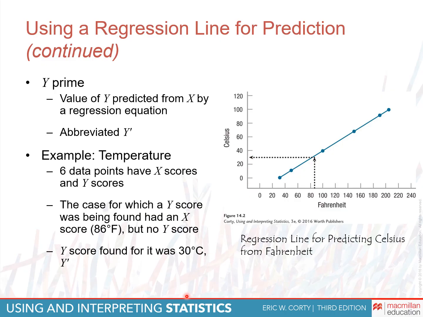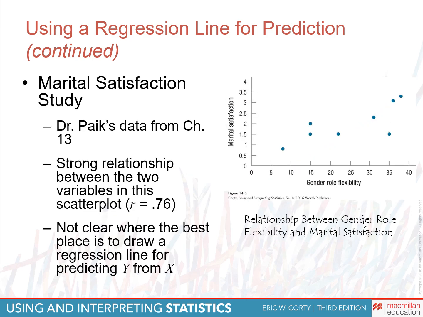We based this on looking at our data points. We had about 6 different data points that we were able to come up with. Then if we ask about a specific data point that was not in our data, we predict it based on what we know about the relationship between Celsius and Fahrenheit from those other data points. All right, so I want to go back to the marital satisfaction study that we did when we talked about Pearson's correlation in chapter 13.